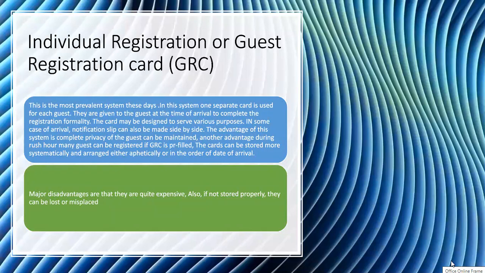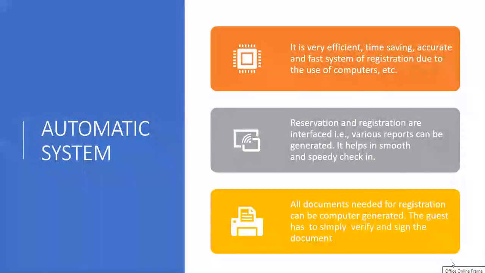The advantage of this system is that complete privacy of the guest can be maintained. Another advantage was that during rush hours, many guests can be registered if the GRC is pre-filled. The cards can be stored more systematically and can be arranged either alphabetically or in the order of date of arrival. The major disadvantage was that they were quite expensive. Also, if not stored properly, they can be lost or misplaced.